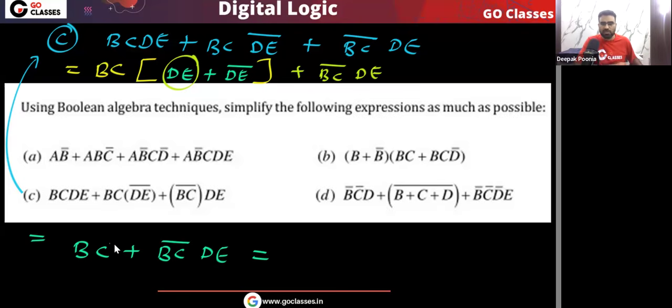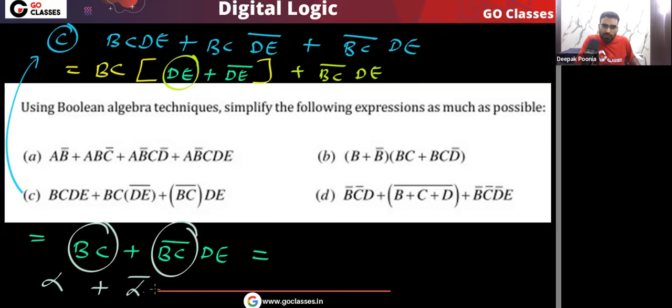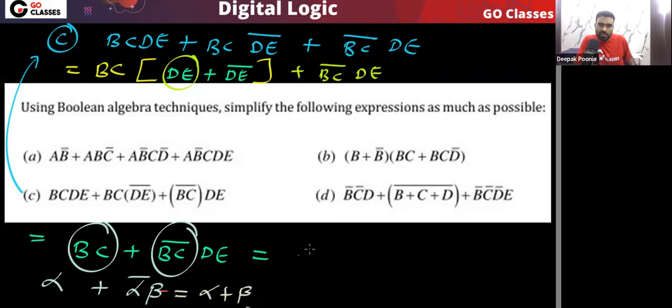Now here again you notice one thing, that this is alpha. So this is alpha bar. Okay, alpha or alpha bar beta, what is that? Tell me what that will be, because BC is alpha. So this is alpha bar beta. Alpha or alpha bar beta, you can remove this alpha bar here. Ultimately you will get alpha or beta. So that's it. Your answer will be BC or DE. This is the final answer.